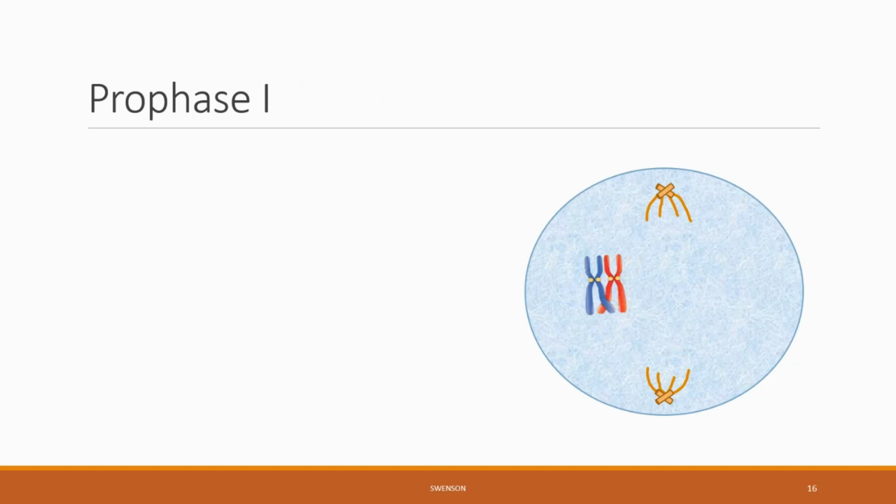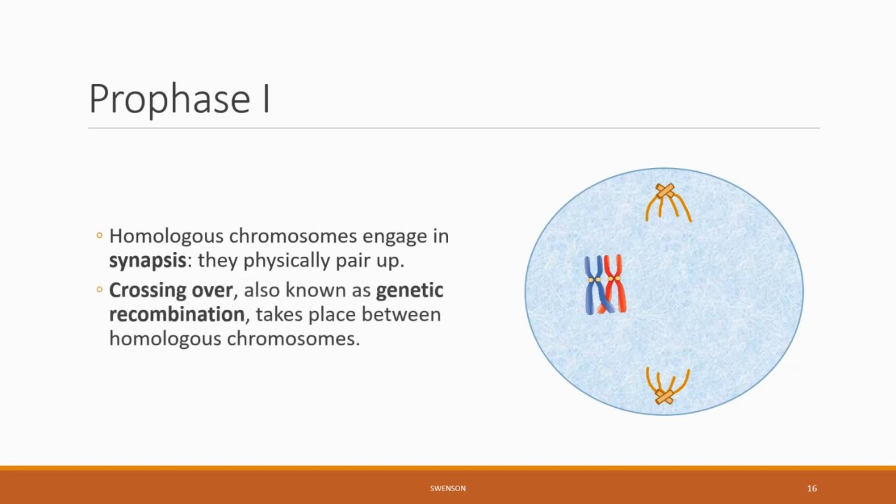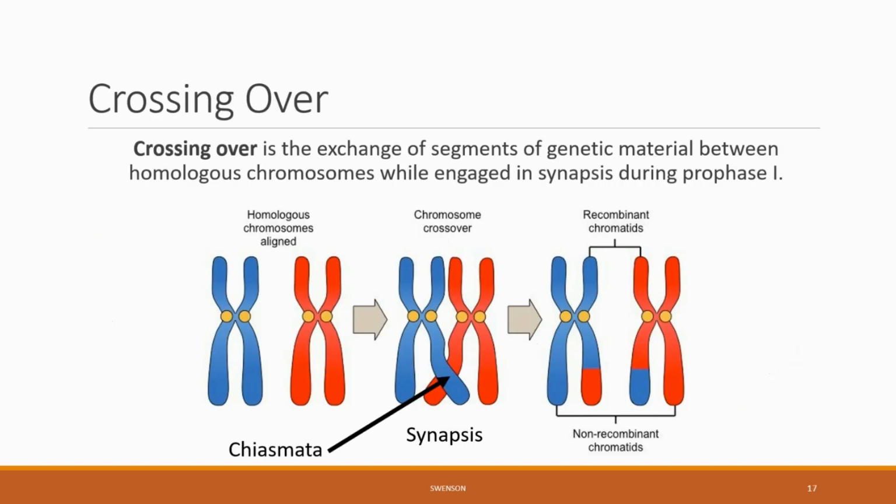Furthermore, homologous chromosomes physically pair up with one another in a process called synapsis. Now, because of their close proximity, they engage in genetic recombination, known as crossing over between homologous chromosomes. This process does not occur in mitosis. Mitosis generates nearly exact daughter cells, and crossing over would fundamentally change the daughter cells.